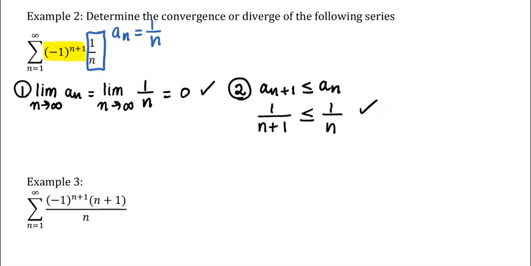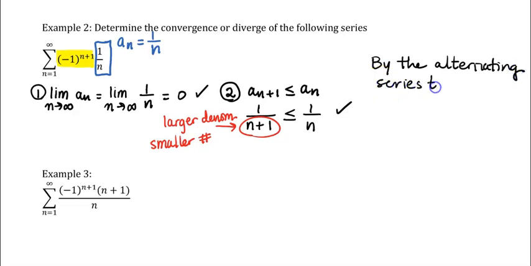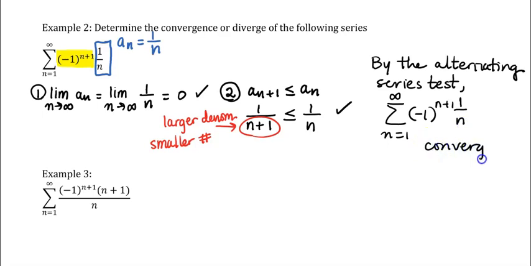And this is absolutely true because recall that a larger denominator means a smaller number. As you divide by larger and larger numbers, overall the entire fraction gets smaller and smaller. So the two conditions for the alternating series test have been satisfied. Therefore, we can conclude that by the alternating series test, this series converges.